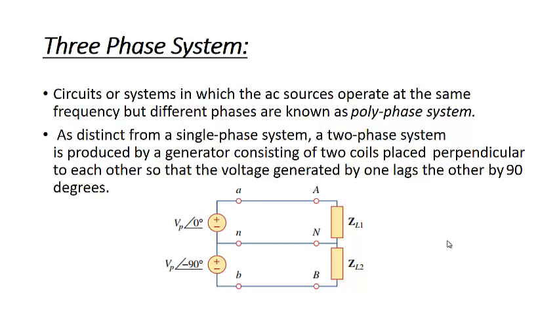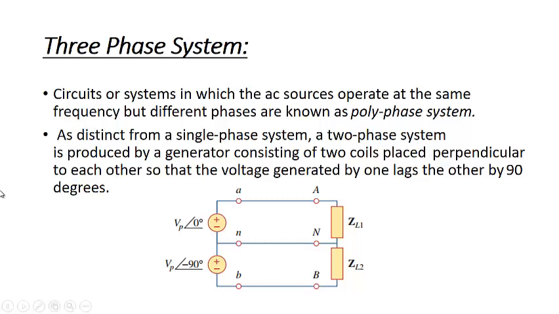As distinct from the single-phase system, a two-phase system is produced by a generator consisting of two coils placed perpendicular to each other, so that the voltage generated by one lags the other by 90 degrees. In this case, we have two windings of a generator which are placed in space 90 degrees apart. That means one is, let us say, placed horizontally, and another will be placed vertically. So the phase difference between the two will definitely be 90 degrees while generating the voltages.